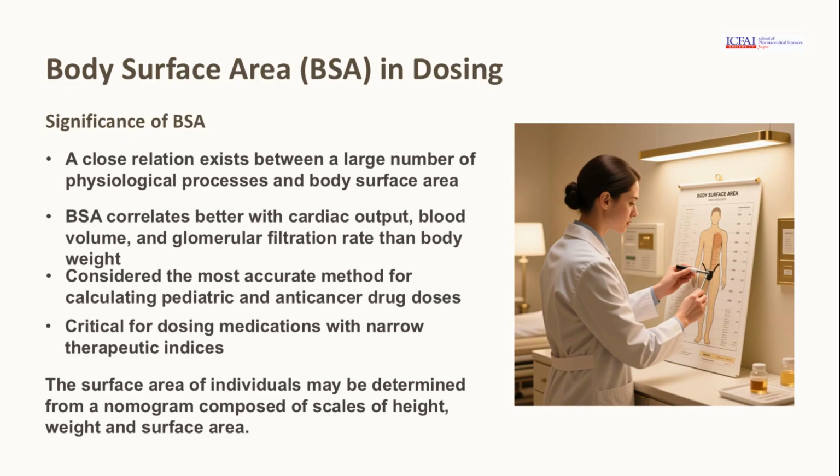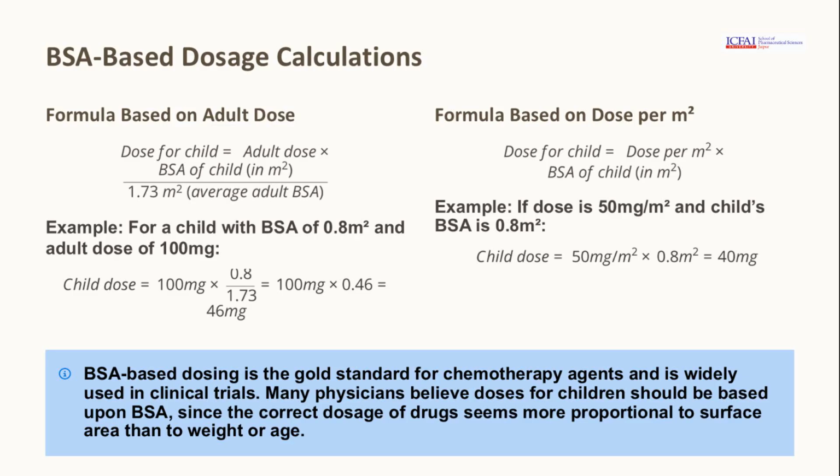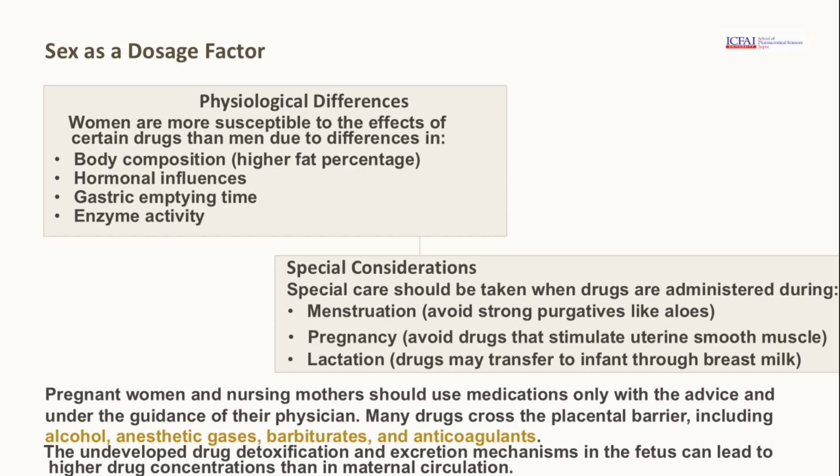Body surface area, BSA, is significant in dosing, correlating with various physiological processes. It's considered the most accurate method for calculating pediatric and anti-cancer drug doses. Using a nomogram, BSA can be determined for precise medication dosing, enhancing accuracy in drug administration. BSA-based dosing is the gold standard in chemotherapy and clinical trials, offering a more proportional approach to drug surface area than weight or age. Sex differences affect drug dosing due to physiological variations.